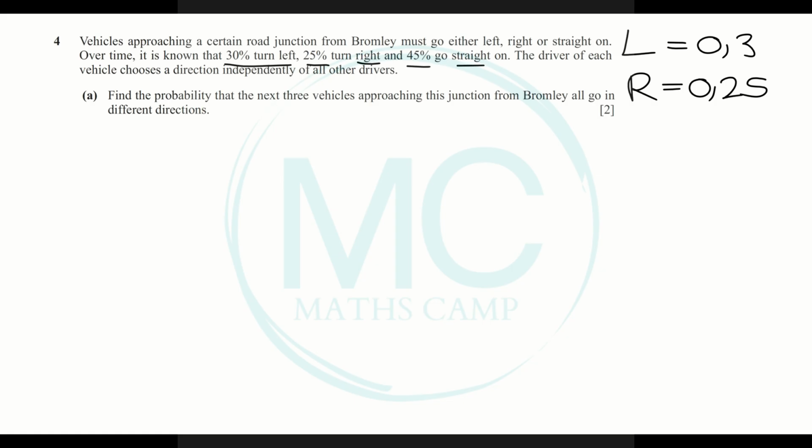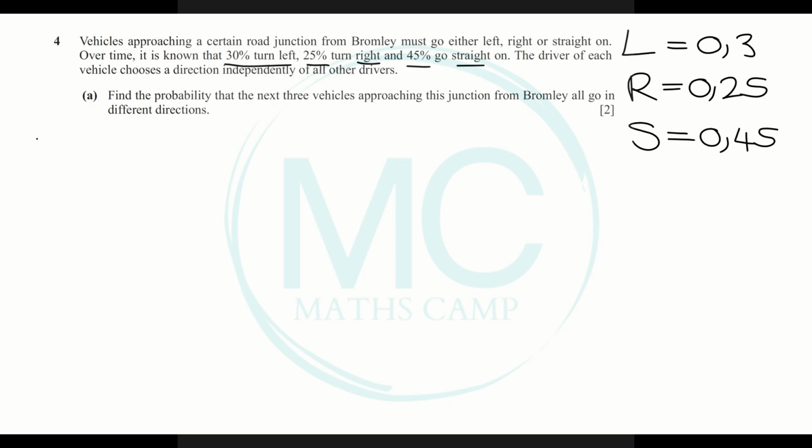45% go straight, which means the probability of straight is 0.45. All 3 vehicles go in different directions. So let's look at the different combinations we could have.